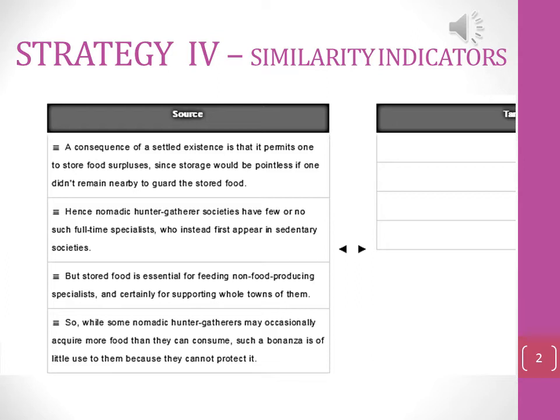Surplus. A bonanza is basically a bumper crop, bumper harvest, a lot of food. So food surplus. Therefore, if I look at sentence A, food surpluses are over there, and such a surplus is of little use to them, to the nomadic hunter-gatherers. So the word such is a very important clue. So I can make sure that 1 and 4 is a connected pair.